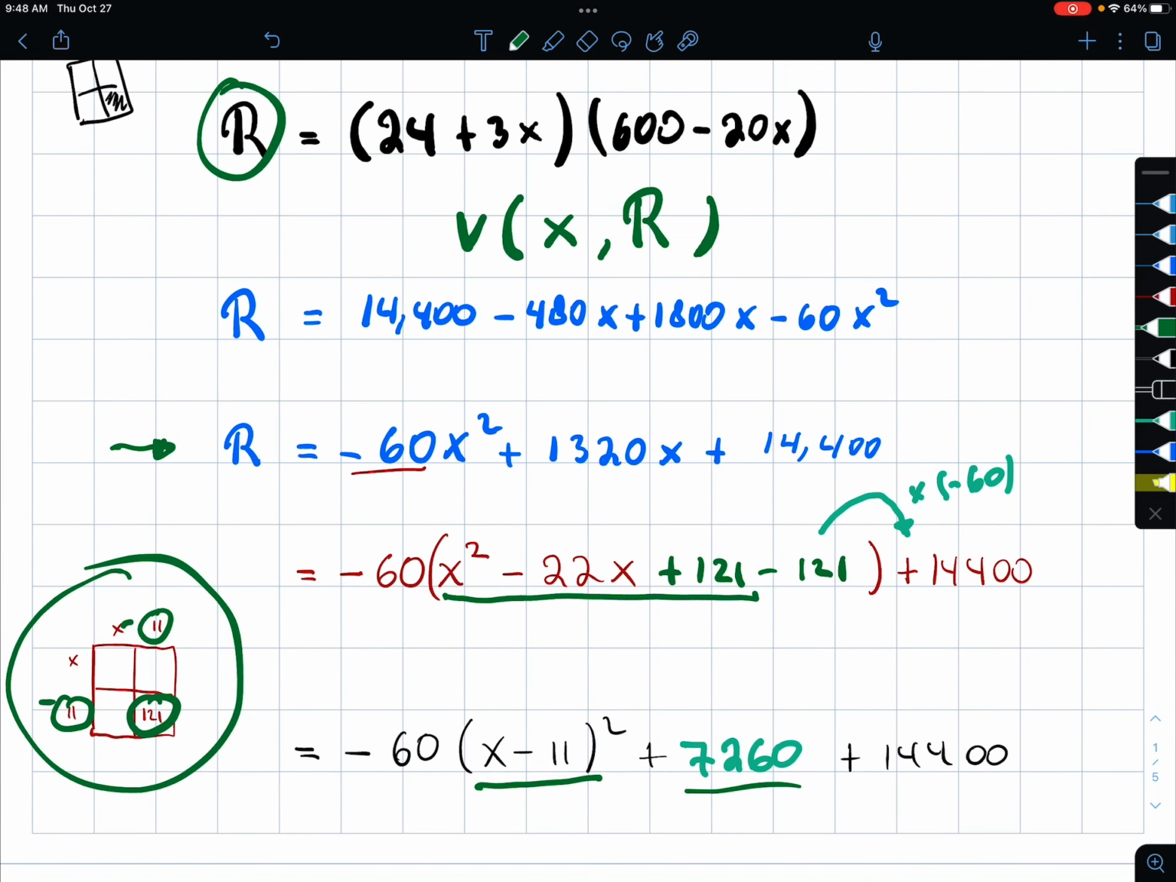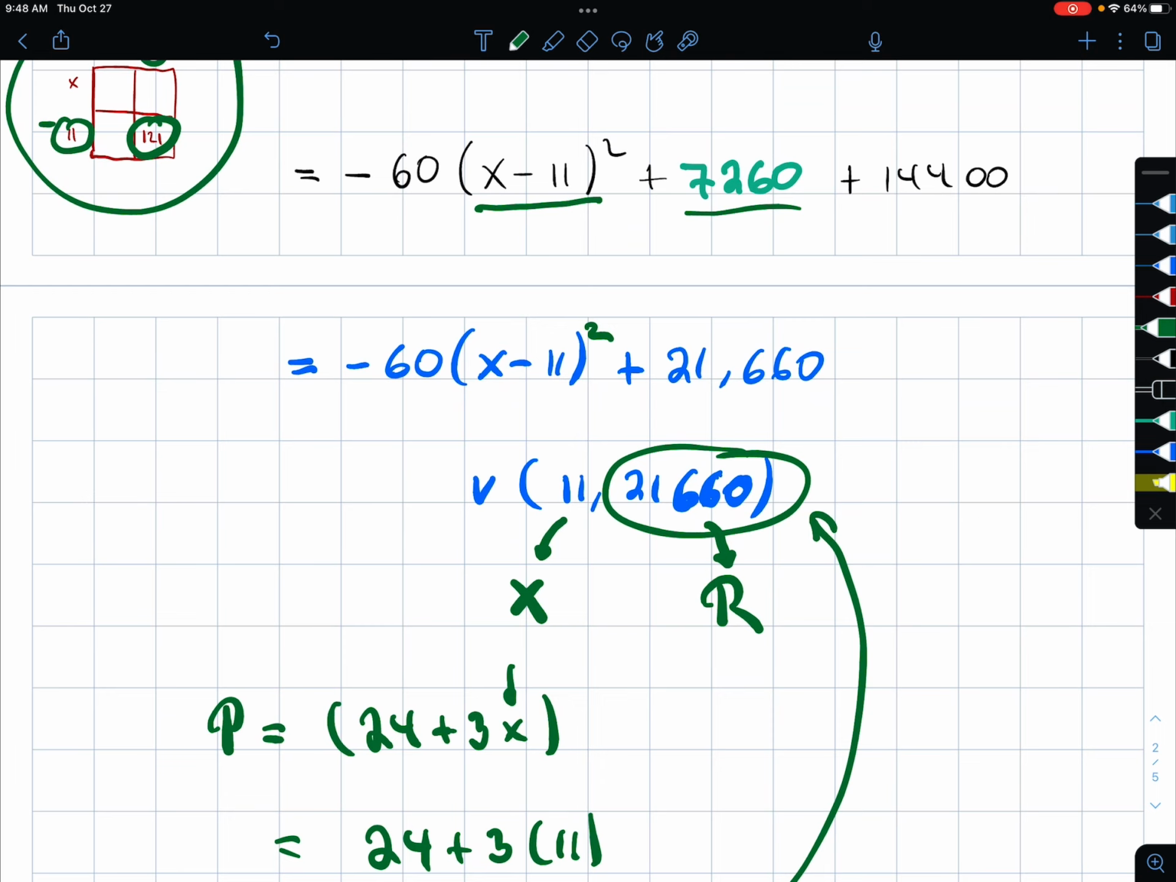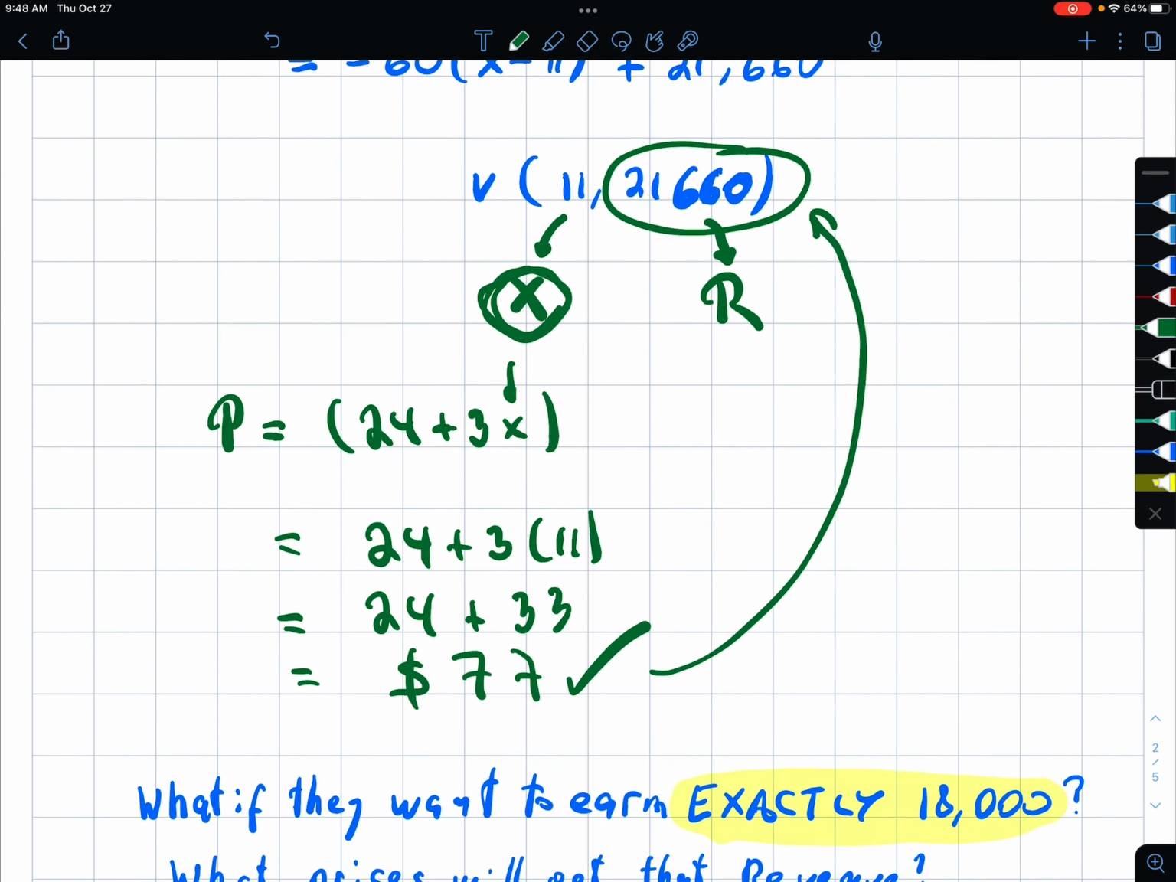I think the only confusing part in this method is that people forget that when you find the vertex, it's x and r, and you still have to do something with x. x is not anything in particular. It's not price, it's not quantity, it's not revenue. You got to plug it back in order to figure out your final answer.